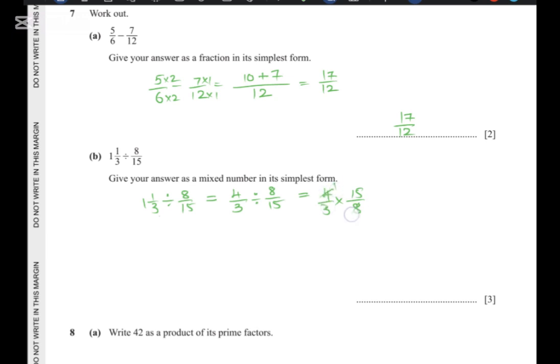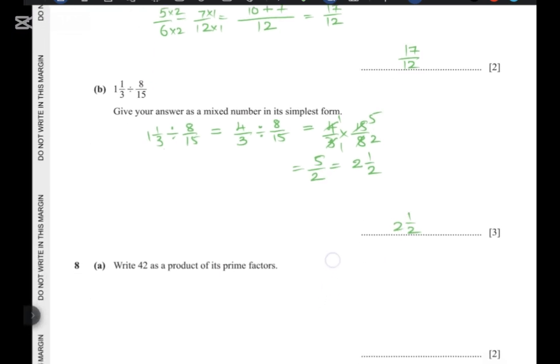So 4 times 1, 4 times 2, 3 times 1, 3 times 5. It is 5 by 2. Now 5 by 2 can be written as 2 1 by 2. Question 7 is done. Question 8.